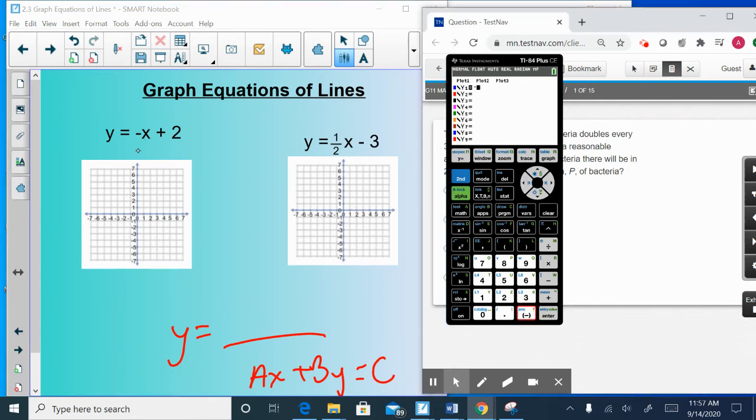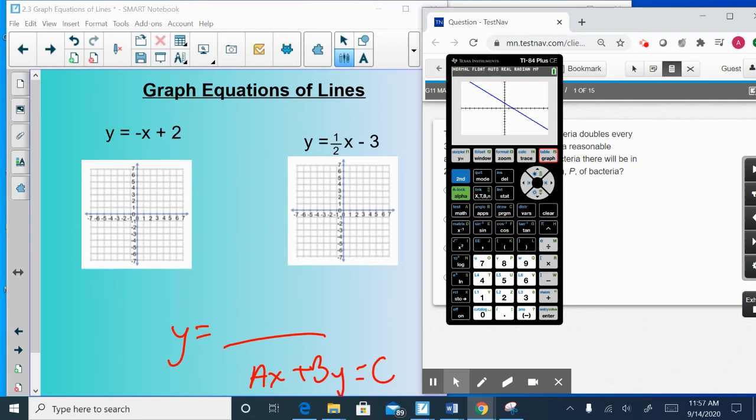Negative, this button here, x t theta n, that's the variable button. And it'll just show up as an x generally, plus 2. So I have now entered the equation that I want it to graph, and I'm just going to push graph, and it should graph it for me. Very exciting, I know.